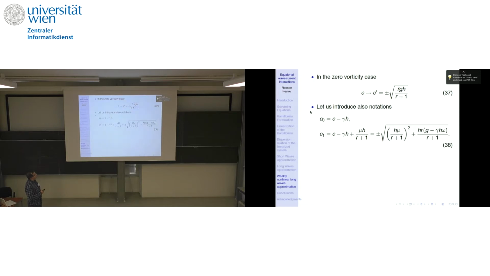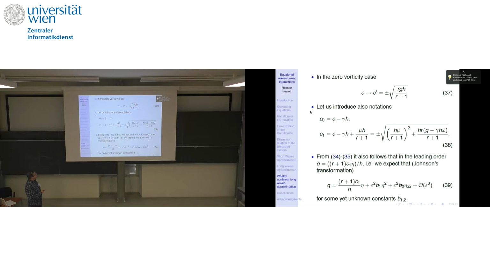And if we introduce C0, this is minus the current, and C1 like this. So in the leading order, we have Q as well. It follows, it's proportional to eta from the linearized equations. So going further in the expansion in terms of epsilon, we can expect that there are some more terms of this form, following the idea of Robin Johnson. In some papers, they call it Johnson's transformation.